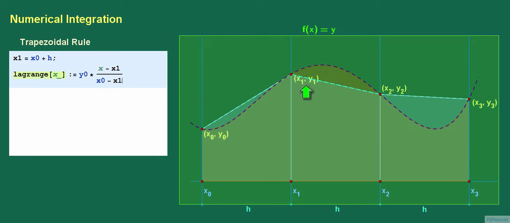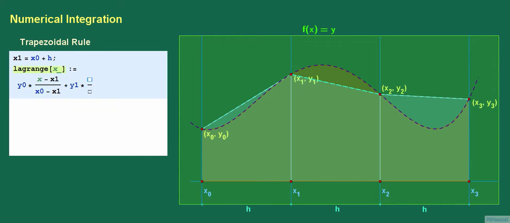Then we use the second point. We take the y-coordinate y sub 1 and multiply this by a fraction. The numerator is x minus x sub 0 this time, and the denominator is x sub 1 minus x sub 0. This is another form for the equation of the line through the 2 points at x sub 0 and x sub 1. We just have to integrate it from x sub 0 to x sub 1.